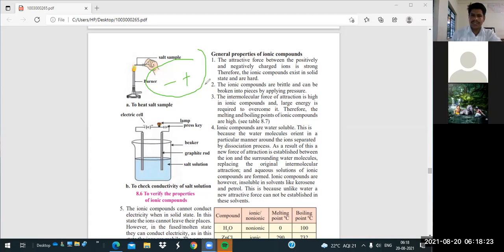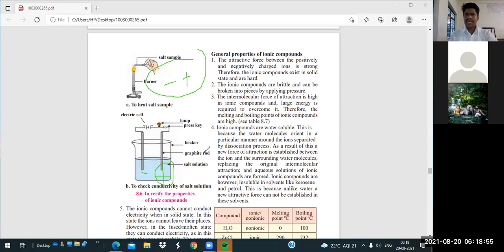Suppose these ions were there, and when we add them in water, their intermolecular force of attraction will change, because they are dissolved in the water, and the positive and negative charges are separate. The surrounding water molecules form the new attraction, and an aqueous solution of the ionic compound is formed. Aqueous means liquid state. Yes, we are getting it in liquid form.